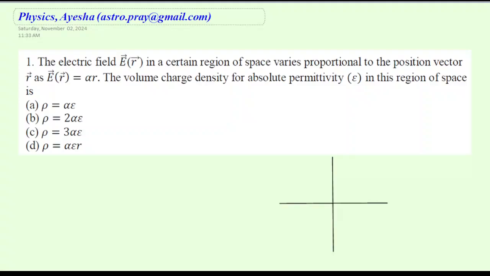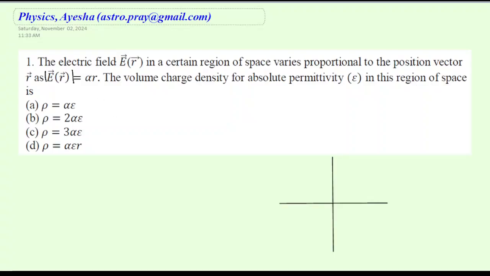The question says the electric field E of R in a region of space varies proportional to the position vector R, actually the magnitude of E of R is equal to alpha R. We have to find out what is the volume charge density for absolute permittivity in that particular region of space. The options are given.